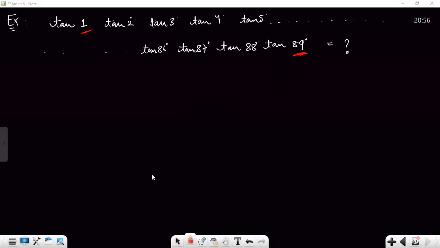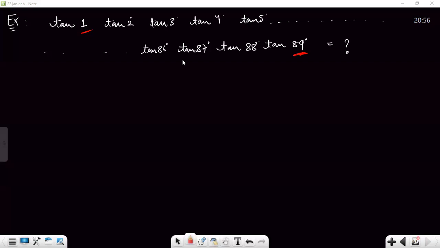1 plus 89 is what? 90. Right? So 1 plus 89 is 90. So tan 1 degree into tan 89 is 1. Tan of 2 into tan of 88 is 1. Tan of 3 into tan of 87 degrees is 1.